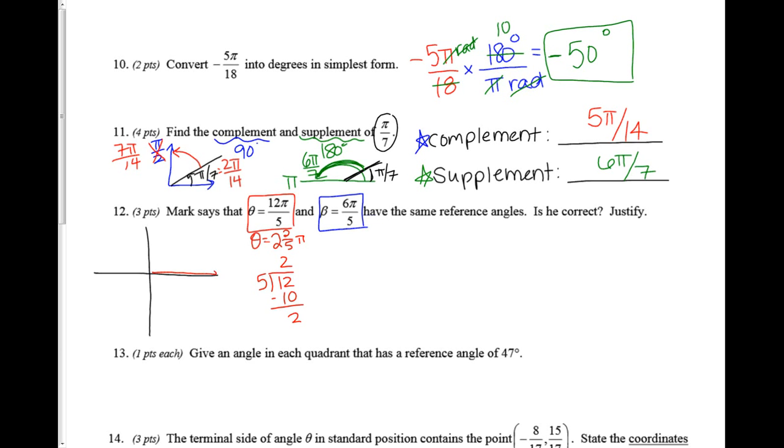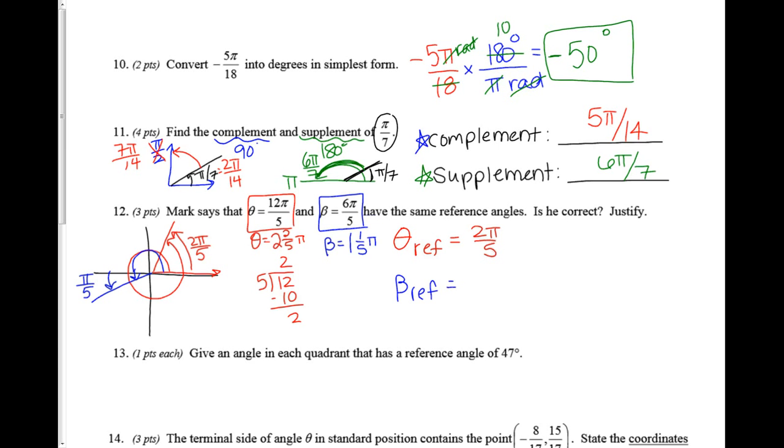So if I'm going to draw that, where will it put me? Starting in standard position, 2 pi is going all the way around, and then 2/5 is going to be over here. My reference angle would be 2 pi over 5. So theta reference is equal to 2 pi over 5. Next, I want to figure out where beta is. Beta is 6 pi over 5. Well, that means 6/5 is 1 1/5. So where does that put me? 1 pi would bring me down here to the x-axis again, and then I'm going to go 1/5 over. So I've only gone 1/5 over, and, whoops, not beta, beta reference is equal to 1 pi over 5.